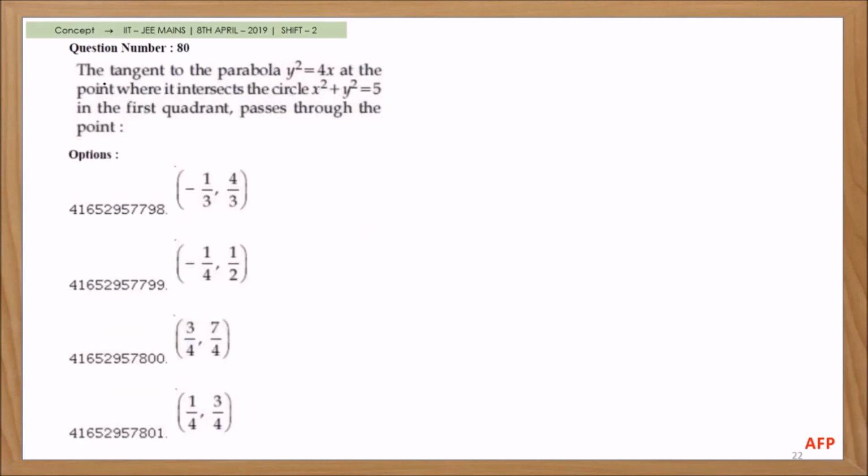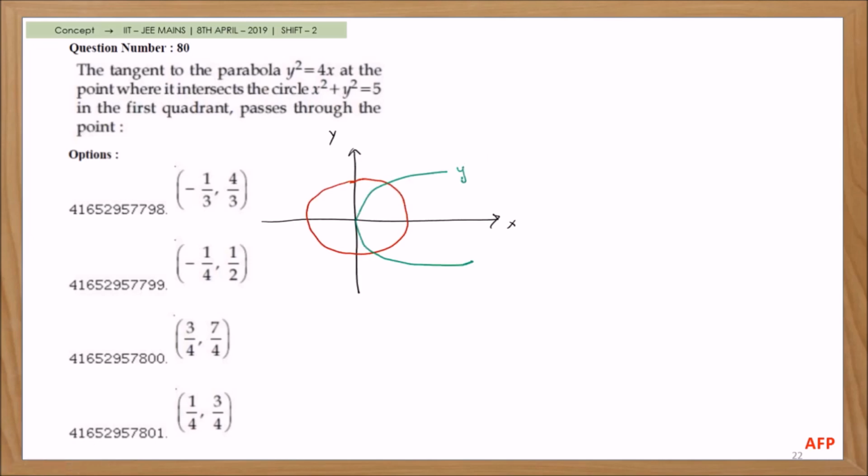Next problem. The tangent to the parabola y square is equal to 4x at a point where it intersects the circle x square plus y square is equal to 5 in the first quadrant passes through the point. To find the point, let us draw the diagram. X axis, y axis. So here is the circle we have. Next the parabola. So the parabolic equation is y square is equal to 4x. So now we have the tangent. So here is the tangent at this point.